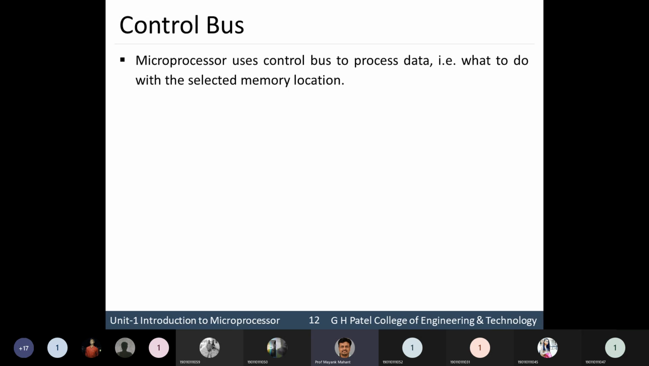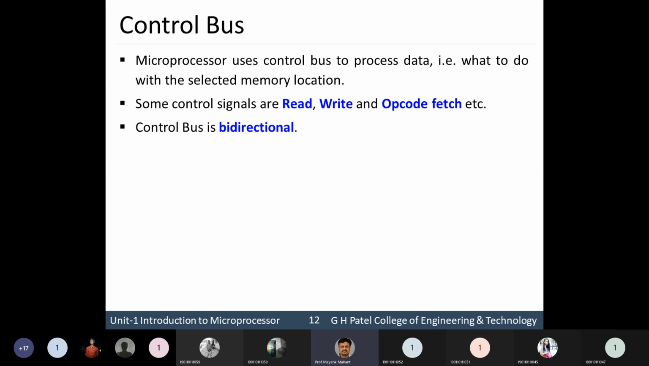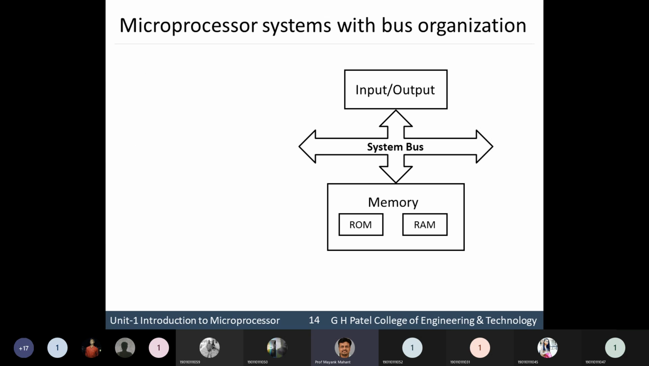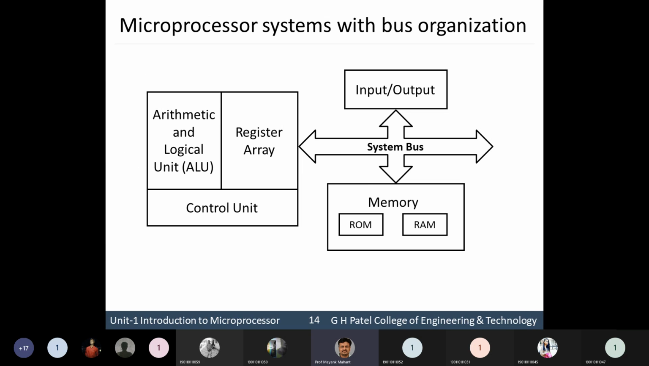The other one is the control bus. We already talked about how the processor uses a control bus to process the data, that is, what to do at the selected memory location. Some of the control signals are read, write, opcode fetch, and so on. ALE, read, write are different control signals that are generated. It is also a bidirectional bus, and a dedicated bus, because all timing signals are generated according to the control signals.